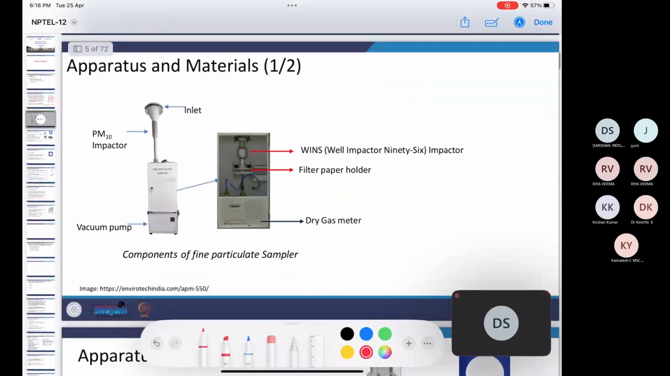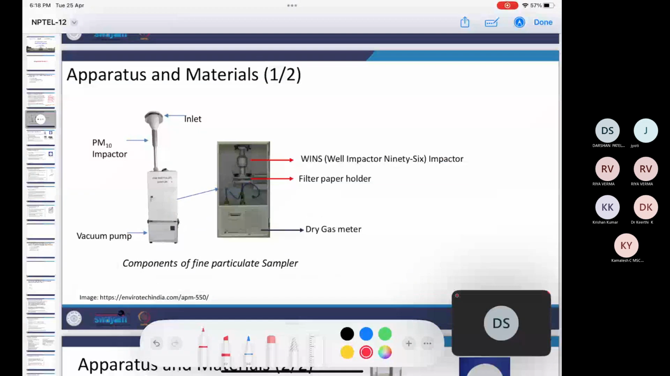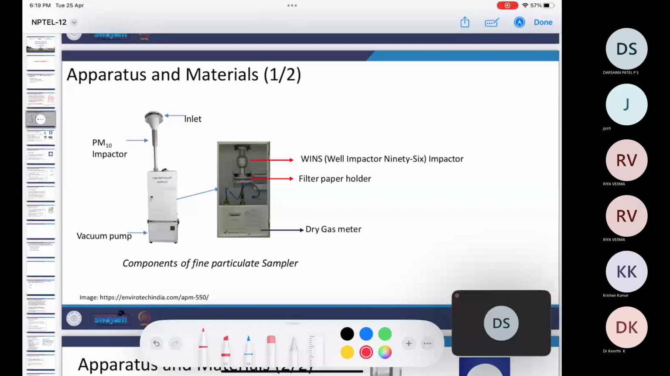Now how does this apparatus look like? This is your fine particulate sampler for the size of 2 to 2.5 micron particles, or PM10 and PM2.5. It collects that. This is your inlet. This is PM10 impactor. This separates the particles of size PM10 and lets the smaller size particles pass on further.